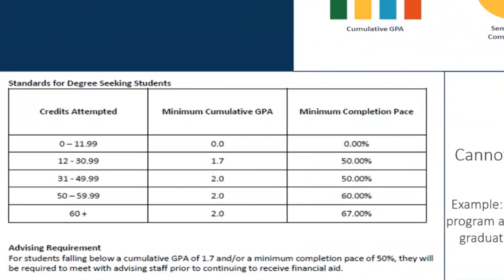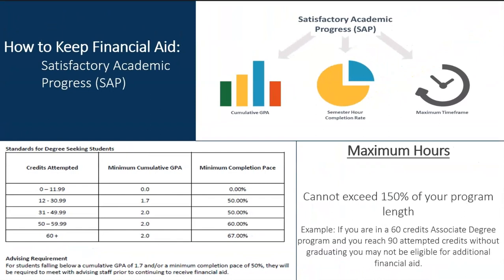This is the minimum requirement that you are expected to meet in terms of GPA and your completion rate. The credits attempted are the credits that you have registered for, whether you passed, failed, or withdrew. These are all credits counted towards attempted credits. For students falling below a cumulative GPA of 1.7 and/or a minimum completion pace of 50%, they will be required to meet with advising staff prior to continuing to receive financial aid.